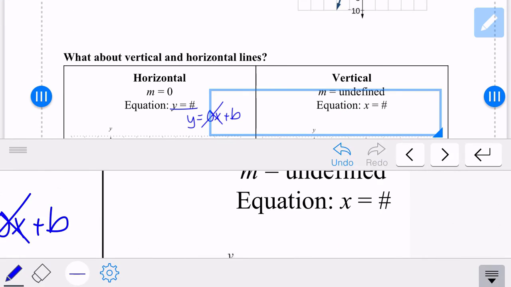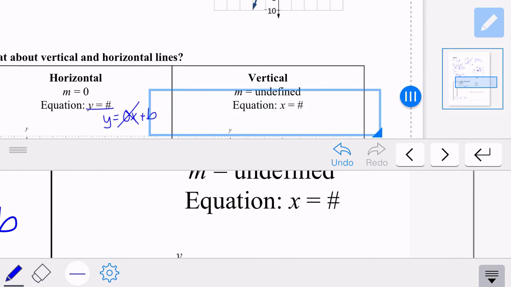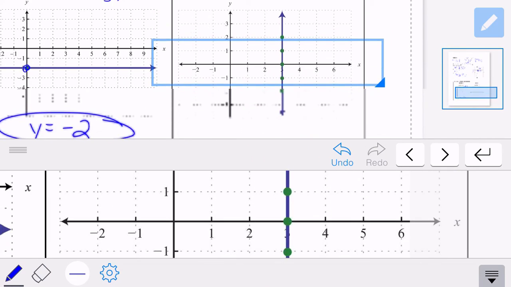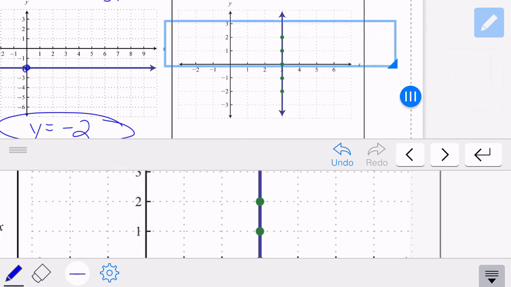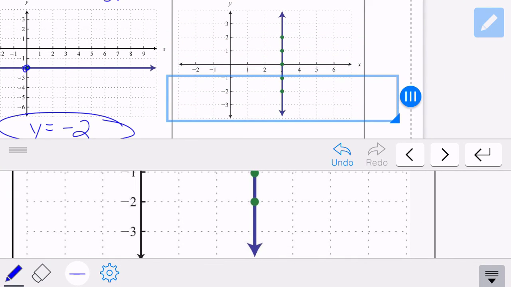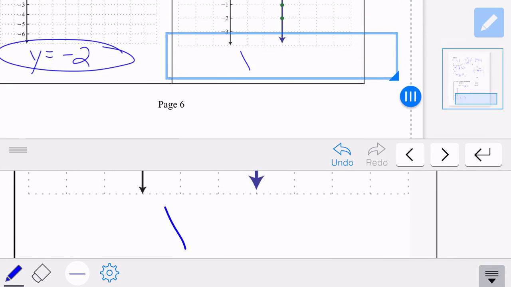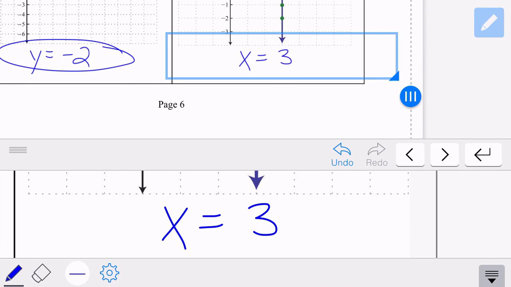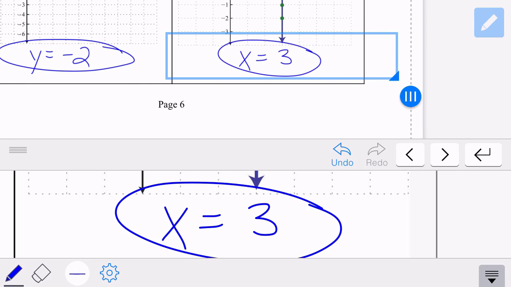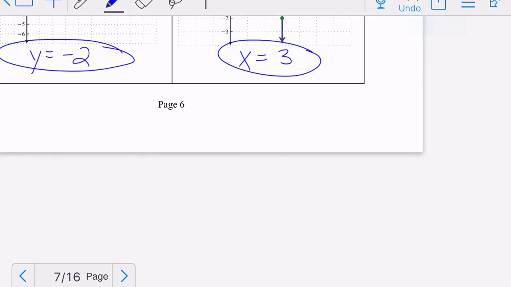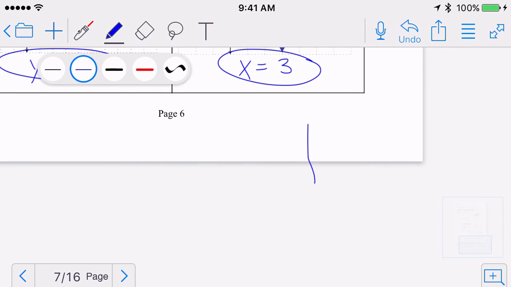So this one, if we look at this guy a little bit, where is our x value at constantly? Well, it's right there at 3. So our equation is just going to be x equals 3. And that would be it. Just leave it like that, wherever it's crossing through for your x value all the time.